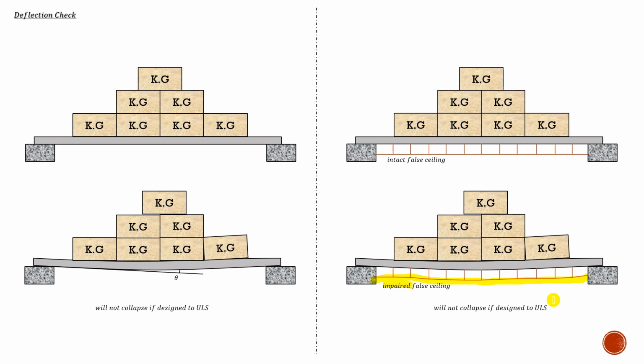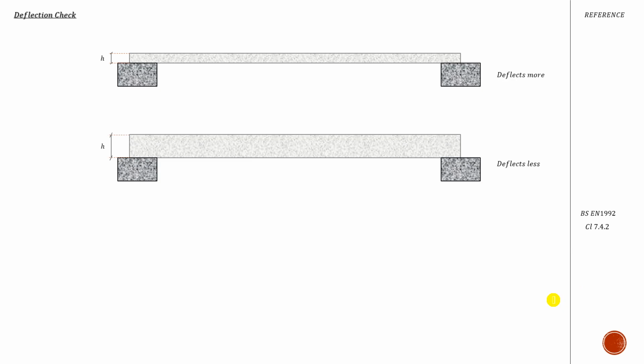This is one of the checks for the serviceability limit state, the deflection check, and we want to avoid this kind of deflection. This is done by simply increasing the depth of your beam. The thinner the beam, the more it deflects. So basically the code provides you with two methods.